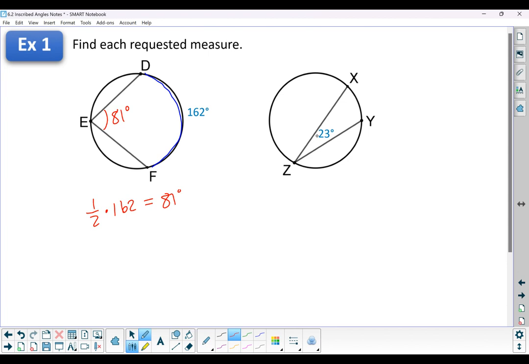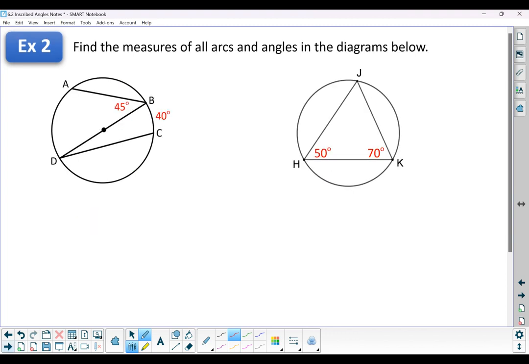In this next example, we have a 23-degree angle. To get the arc, we would multiply by 2. So this would be 46 degrees, and we got that by multiplying 23 times 2. So if you know the arc, you divide by 2 to get the inscribed angle. If you know the inscribed angle, you multiply by 2 to get the arc.